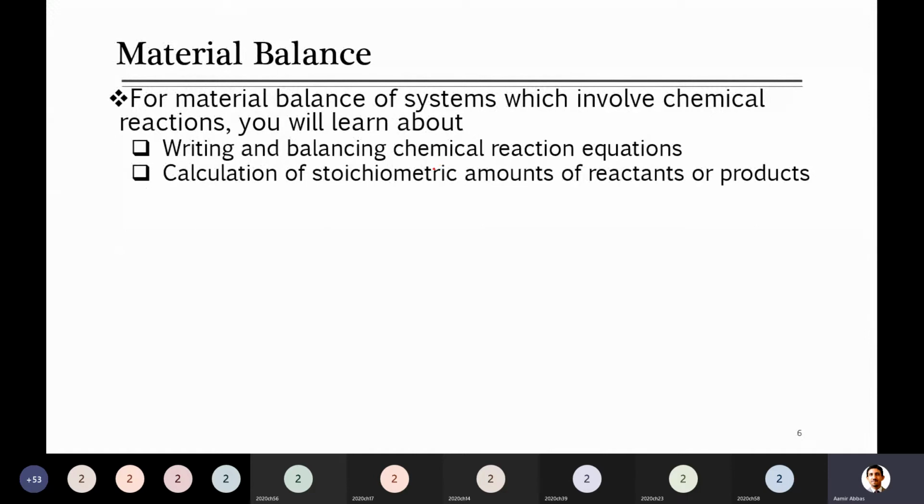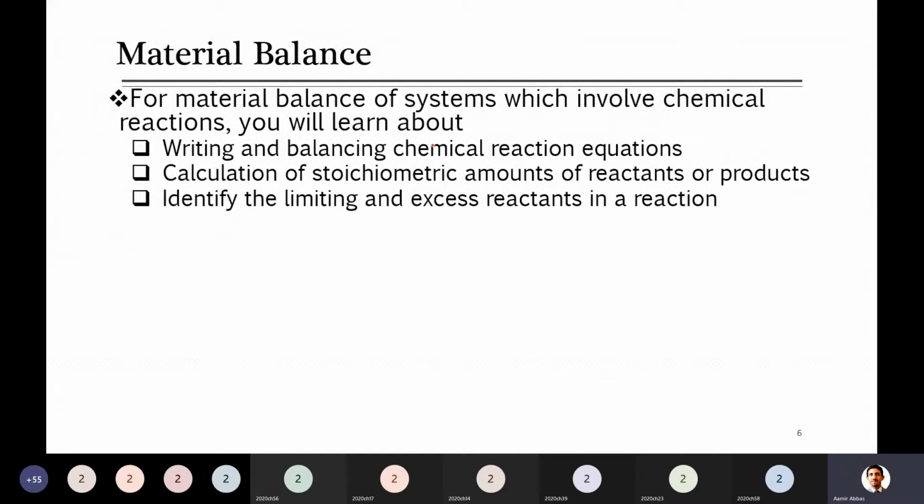Then when we involve the chemical reaction, there is something called stoichiometric amounts of reactants and products. So you have to look at how much stoichiometric amount of something will be produced or will be consumed. So what are those stoichiometric amounts? I think today we will cover this section. So stoichiometric coefficients, what is the ratio of stoichiometric coefficients, and how to involve them. So we will look at that.